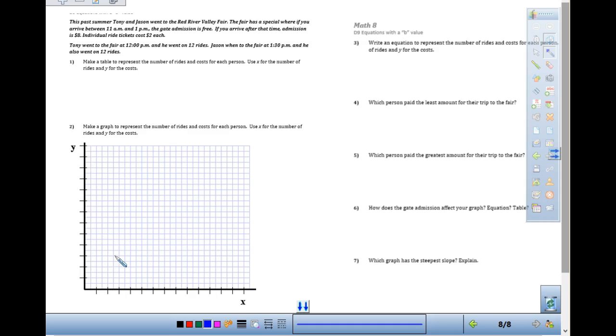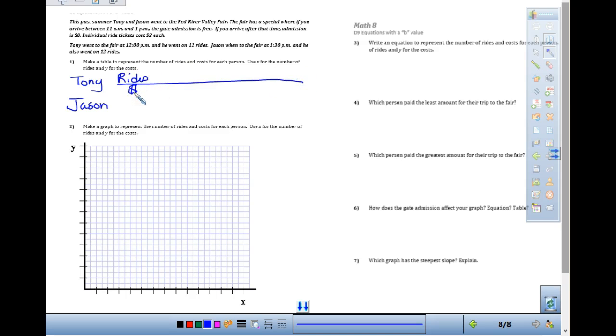Last summer, Tony and Jason went to the fair. The fair has a deal: if you arrive between 11 a.m. and 1 p.m., your admission is free. If you arrive after that time, admission is $8. Individual ride tickets cost $2 each. Tony went to the fair at 12 o'clock p.m. and he went on 12 rides. Jason went to the fair at 1:30 p.m. and he also went on 12 rides.